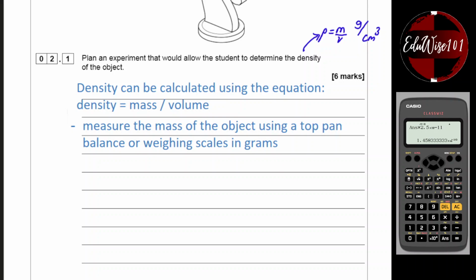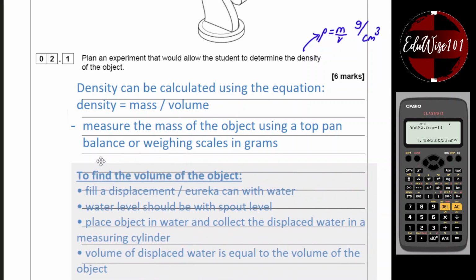Now, because it's an irregular object, if it was a regular object, you would measure the length, width, and the height of the object and multiply those three values to find the volume. Here, because it's an irregular object, you need to use what is called a displacement can or a eureka can.